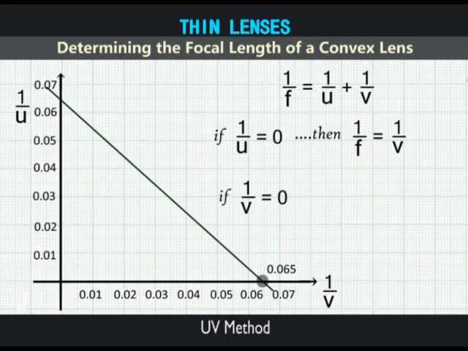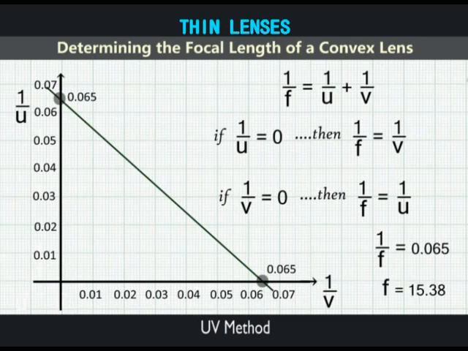Also, if 1 over V is equal to 0, then 1 over F is equal to 1 over U, and 1 over V is 0 here at this intercept. So we read the value of 1 over U here. It's also 0.065. And therefore, the intercepts on both axes are equal to 1 over F. So 1 over F is equal to 0.065. Meaning that F is equal to 1 over 0.065, giving us 15.38. That is about the same answer that we got earlier in calculation.